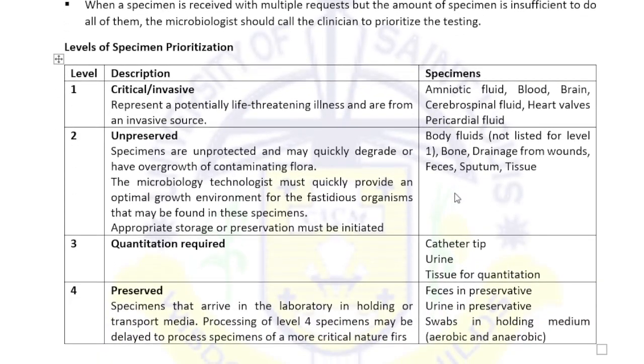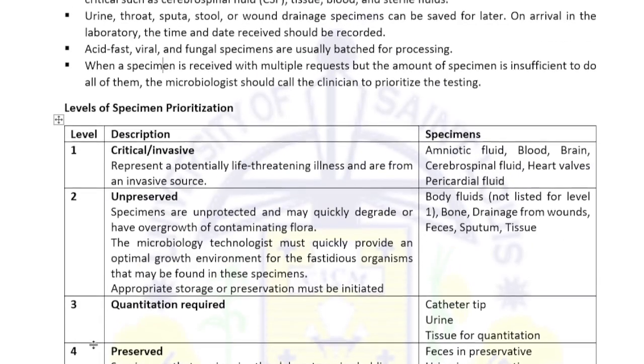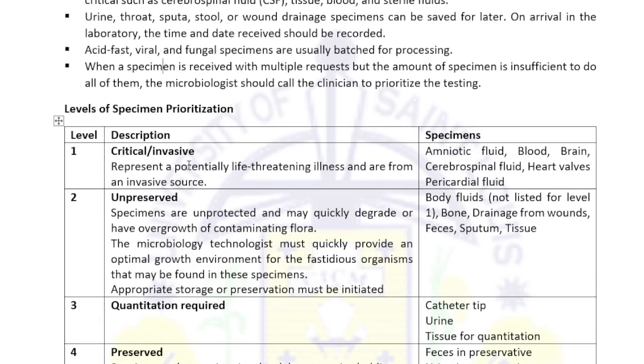So we have here description and specimens. We have level 1, 2, 3, and 4. Okay? So level 1, critical and invasive, represents a potentially life-threatening illness. So sila yung priority, amniotic fluid, blood, brain, CSF, heart valves, pericardial fluid. Okay, because infection to these sites are very crucial. It's very critical and it means invasive kasi yung bacteria nasa loob na ng system.